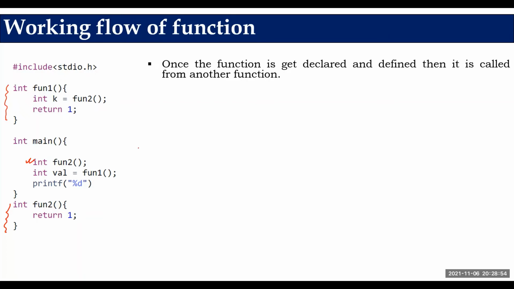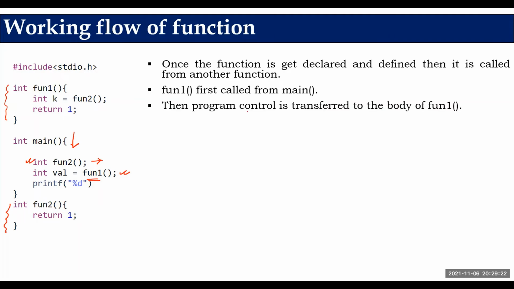What is the next step? Step 3: call the function from another function. A function can also call itself, we'll see later. Here fun1 gets called from main. So fun1 is called by main at first. Our program execution always starts from the main method, correct? Here you can see fun2 is declared and fun1 gets called. Okay, so let's see what happened next. Fun1 is first called from main, yes, in this line.